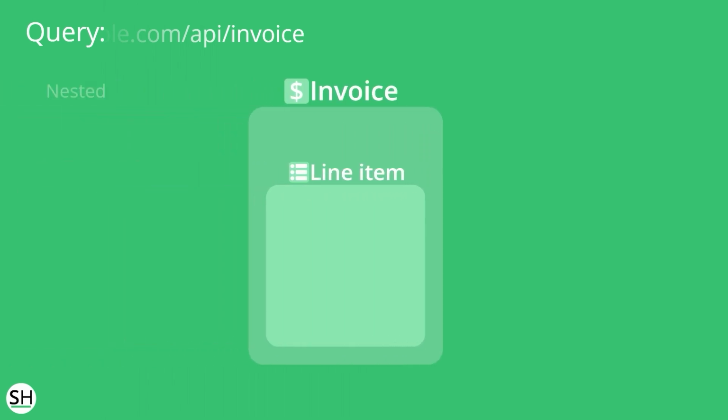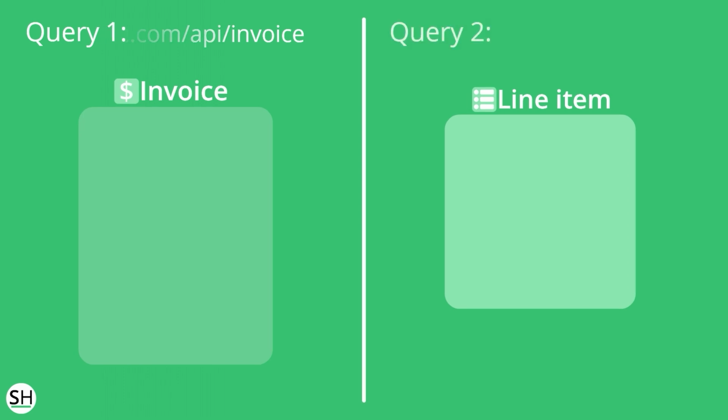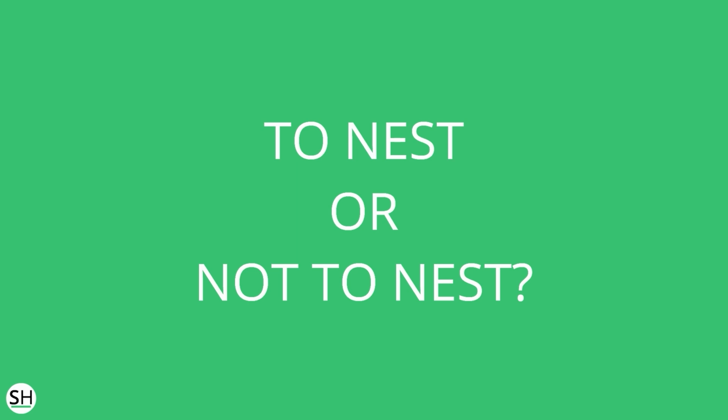This is what is called a nested data structure. However, if you just returned the invoice information, and a subsequent call were required to get any information on the line items, this would be a flat data structure. So, which is best, to nest or not to nest? Let us put aside data accessibility for a moment and consider the problem from a real-world perspective.